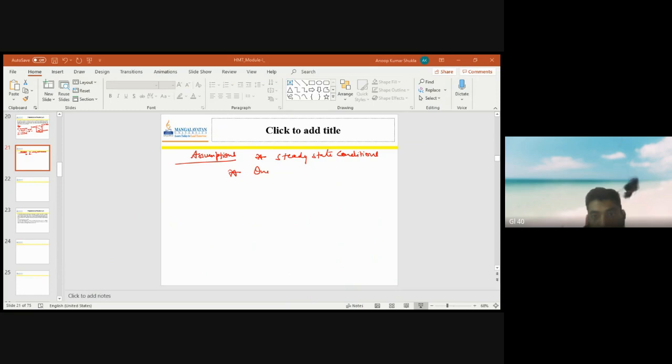Now try to solve some simple numerical problem based on Newton's law of cooling and calculate the net heat flow rate. First, you try to solve this.